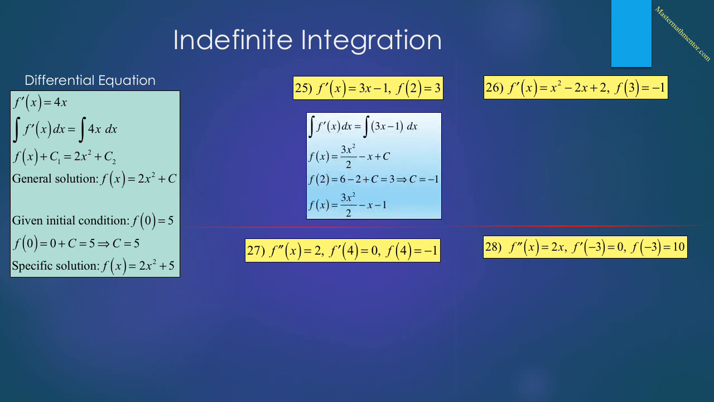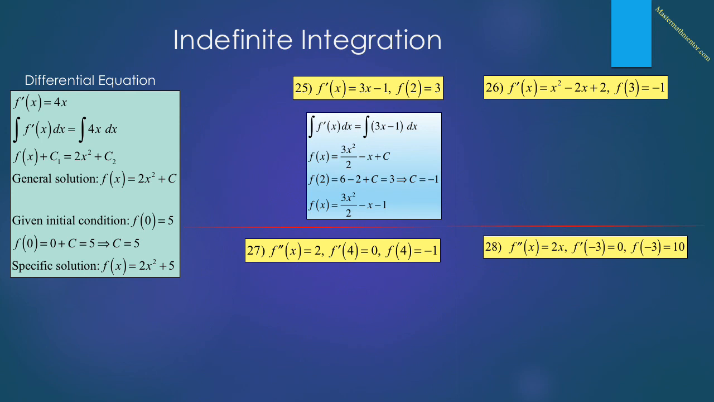In 25, you are told that f prime of x equals 3x minus 1 and f of 2 is equal to 3. We start by saying that the integral of f prime of x dx is equal to the integral of 3x minus 1 dx. And that means that f of x is equal to 3x squared over 2 minus x plus c. To find c, we plug in the value of 2, and we get f of 2 is equal to 6 minus 2 plus c is equal to 3, making c equal to negative 1.